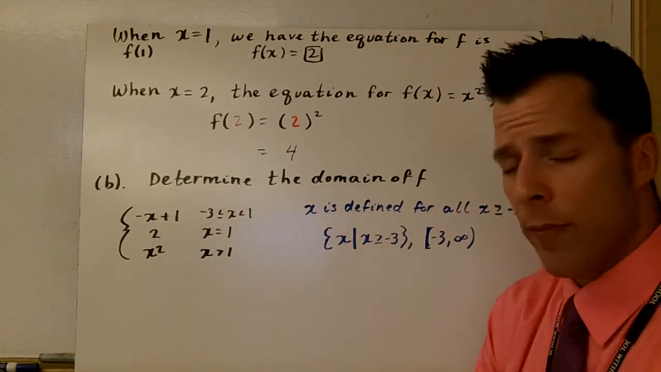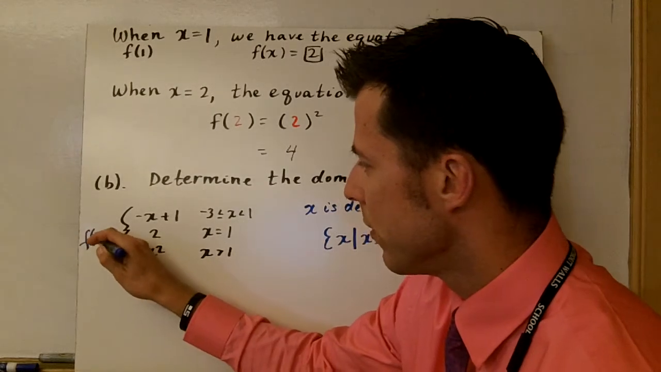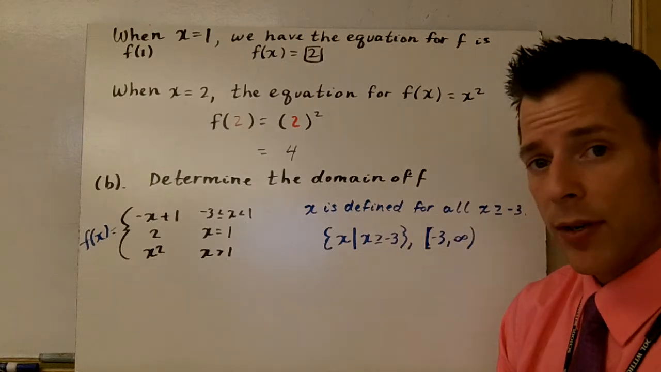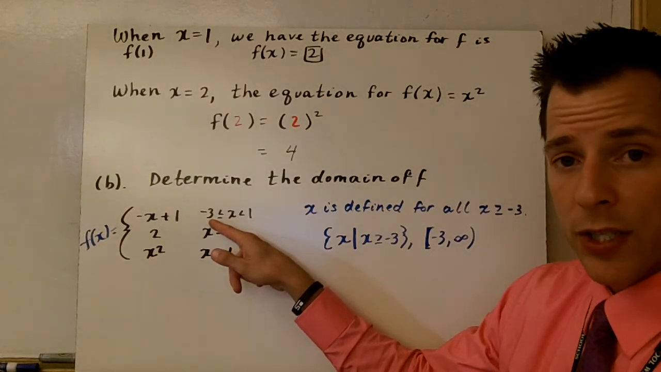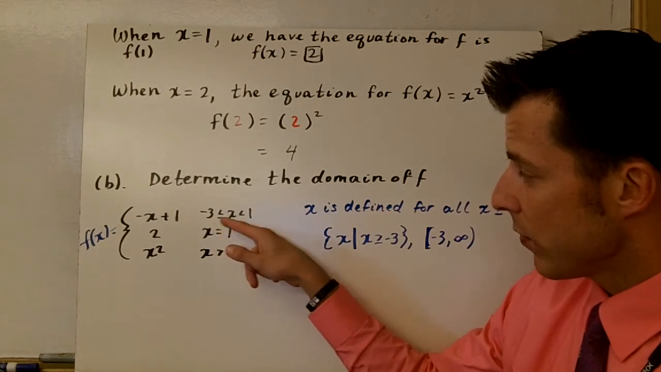Part B, determine the domain. So I just rewrote the function here. I guess I should put f of x here for you to see. Okay, there's our function. Determine the domain. Well, let's look. We know the smallest number for x is going to be negative 3. x is greater than or equal to negative 3, but less than 1.